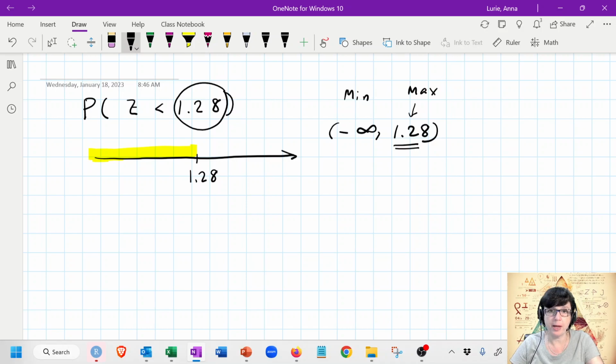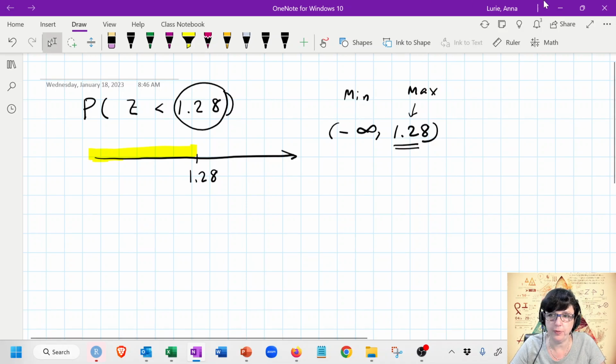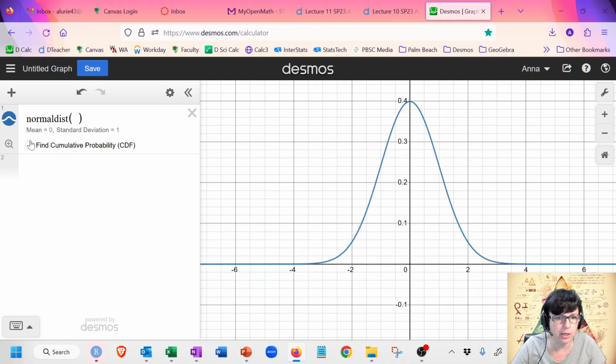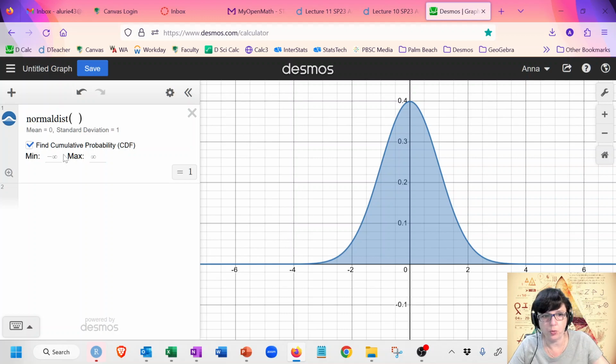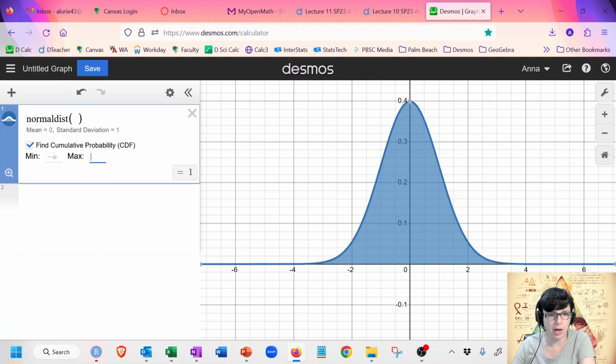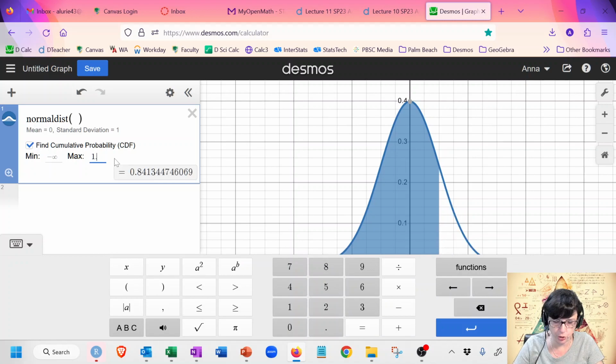The minimum you can just leave blank, so you don't even have to put anything there, right? First of all, check the box that says find cumulative probability. Like I said, leave the minimum at -infinity, because you want all the way from -infinity up until 1.28. And then this you change. Just type the maximum 1.28.